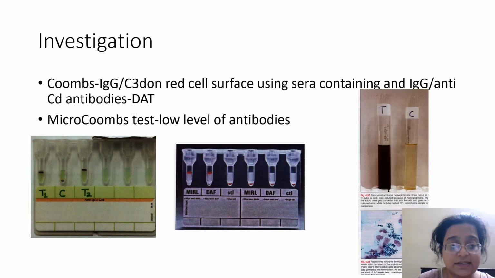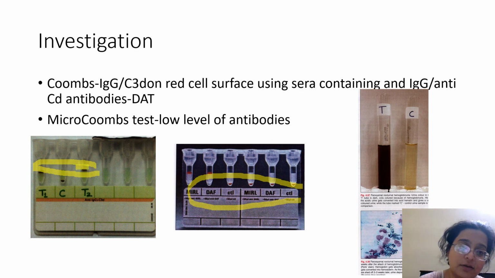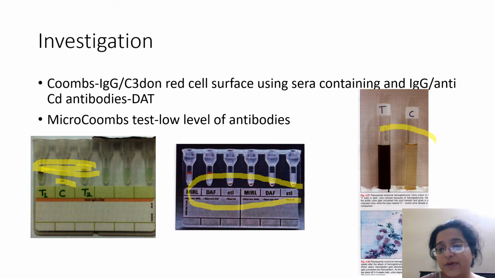Then comes the investigation. The main important investigation is the Coombs test, and then there's something known as micro Coombs test for detection of lower level of antibodies. So when you see that these are cards, these are gel cards which are provided in every blood bank. See, this is for PNH where you get DAF, MIRL, etc. You just have to see whether the coagulum is formed at the top or at the bottom, and that will tell you whether the test is positive or negative. This is for PNH where you see the smoky cola colored urine, and then there's iron deposition in the urine.